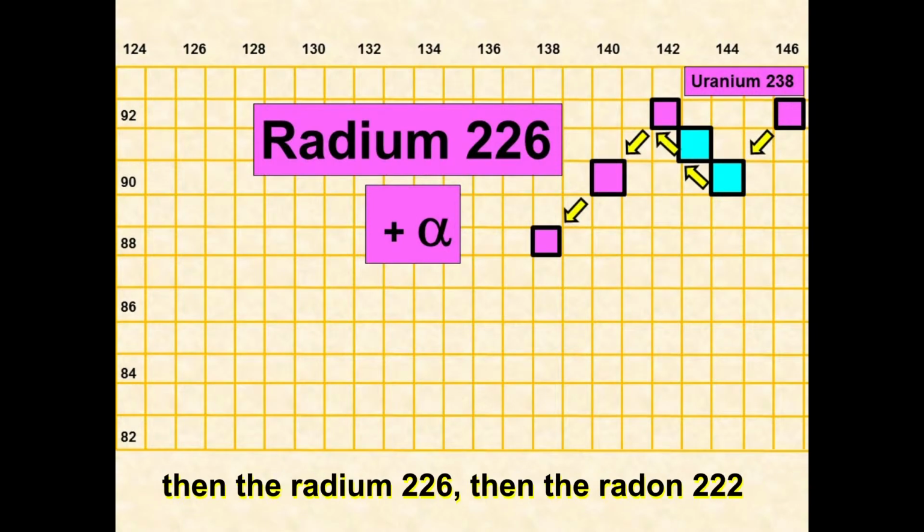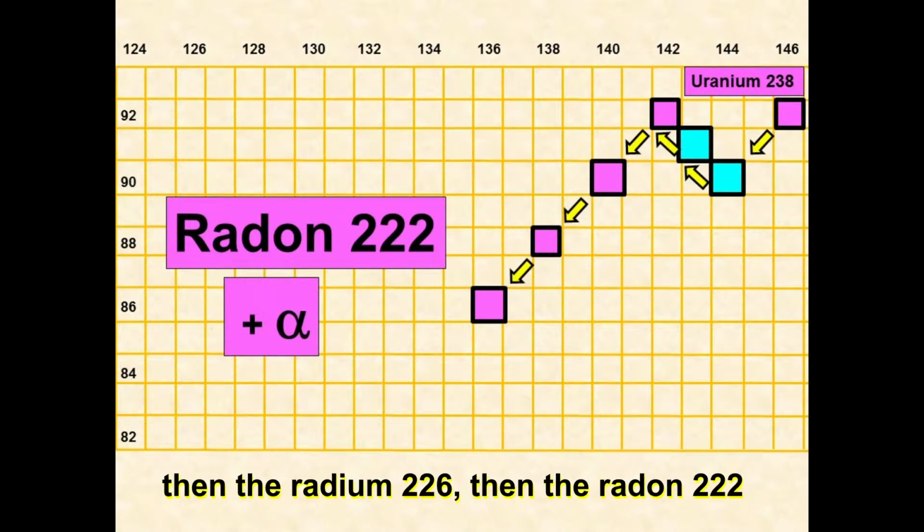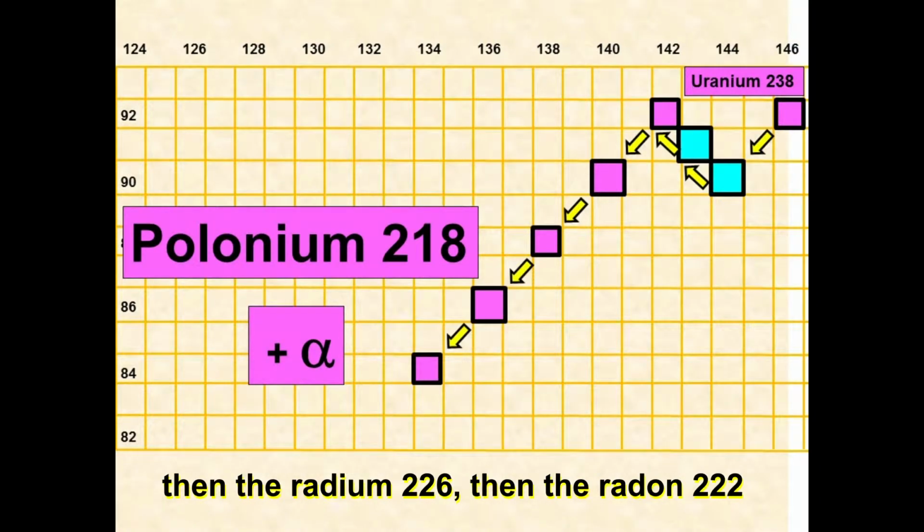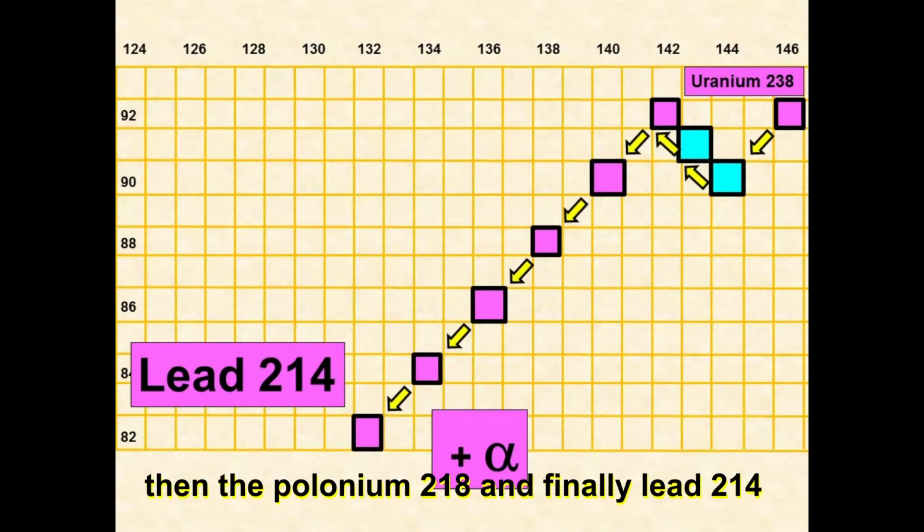thorium-230, then the radium-226, then the radon-222, then the polonium-218, and finally lead-214.